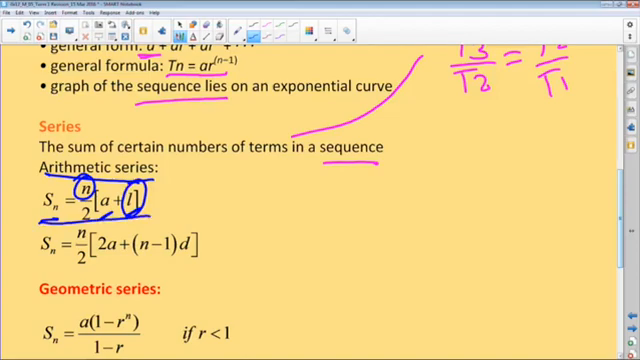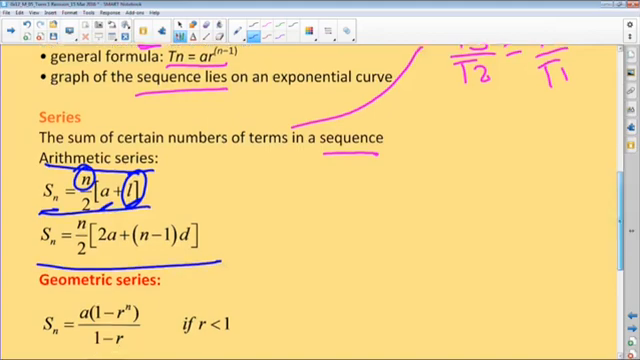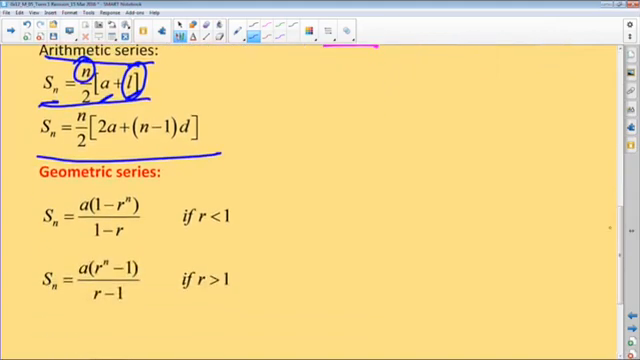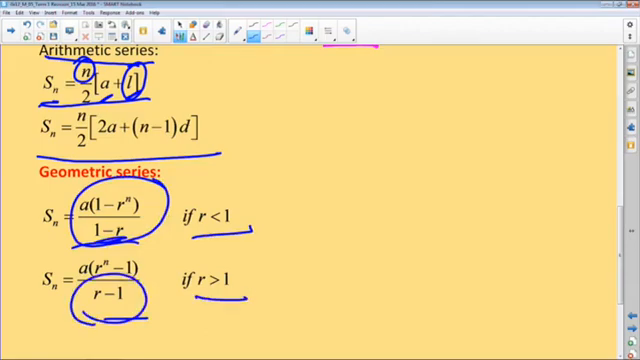Okay, and then you also have the second formula, which you can use if you're not given your last term. And then in your geometric series, those are the two formulae that you are given, and you will see that if r is less than 1, you need to use the first formula, where 1 minus r is in the denominator. If r is greater than 1, we use r minus 1 in the denominator.